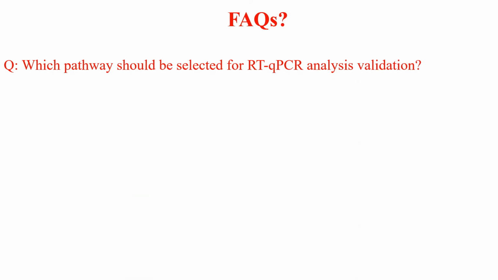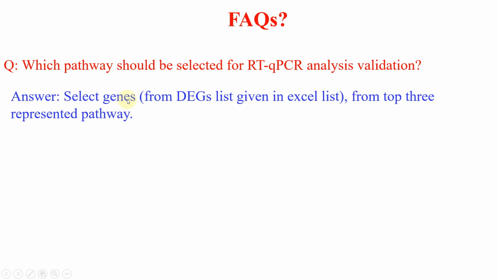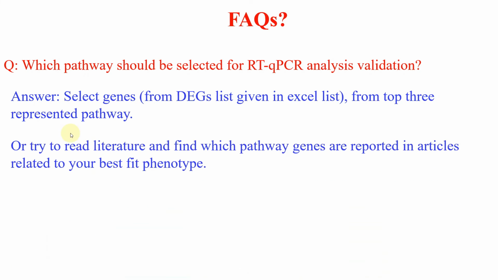So the first question, which pathway should be selected for the RT-qPCR analysis validation? My answer would be select the genes. Usually these genes are provided in the Excel list, FC value greater than 2 and P value less than 0.05. From that list, you can try to select that pathway, and that pathway has many genes. From the top 3 representative pathways, you can select your genes for final qRT-PCR analysis, or try to read literature and find which pathway genes are reported in articles relating to your best phenotype. It depends on your experiment, which type of experiment you are performing and which phenotype is giving the best explanation of your pathway.